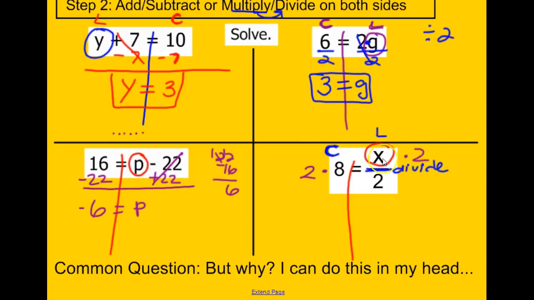Now this 2 is really on the top of our fraction because it's 2 over 1. So 2 over 2 is just 1. So we have x equals, and then 8 times 2 is 16.